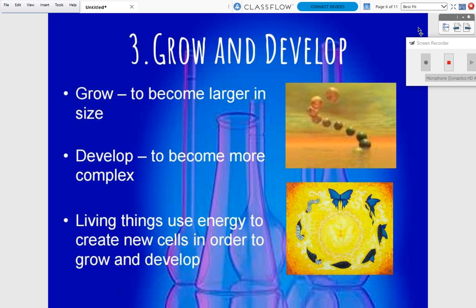Number 3, growth and development. All living things have to grow in size to become larger. They also develop and become more complex. Living things use energy to create these cells in order to grow and develop.